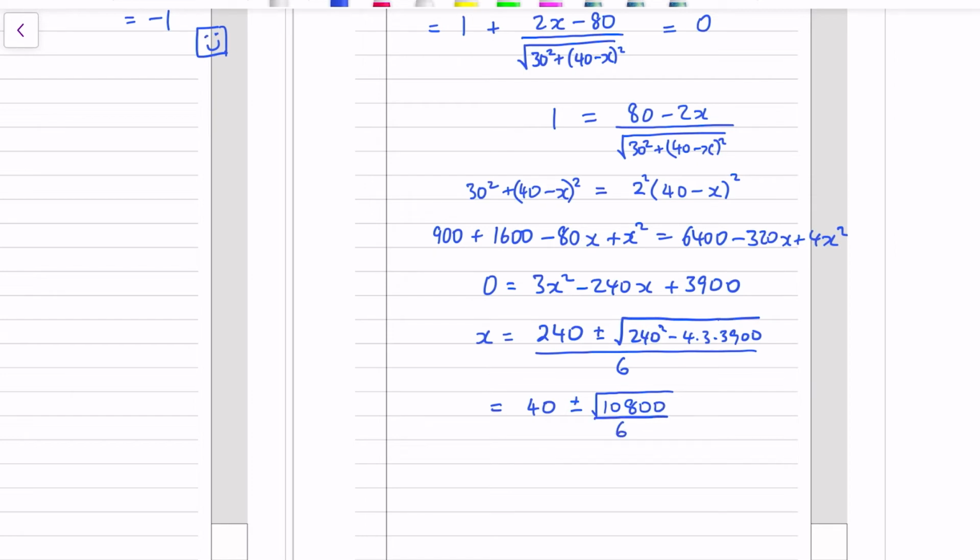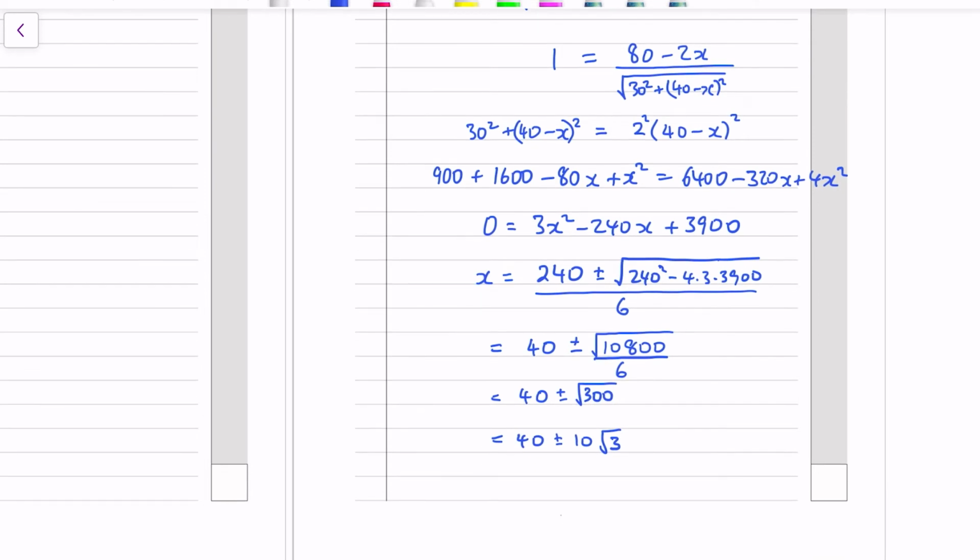And 10,800 has some square factors to it. We can divide it by 64, I think. Nope. We can divide it by 36. Yep, if we divide it by 36, then we can pull the 6 out the front of it, so we end up getting 40 plus or minus root 300. And we can also pull out a factor of 100 there, so 40 plus or minus 10 root 3.